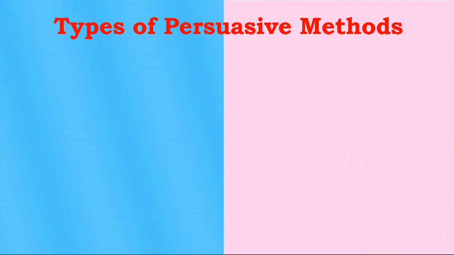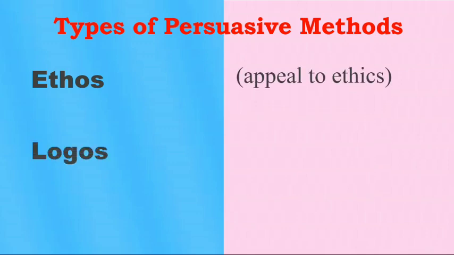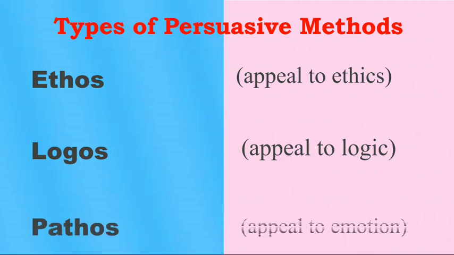Types of persuasive method. Here is the summary. First, we have ethos, which is the appeal to ethics. Logos, the appeal to logic. And pathos, which is the appeal to emotion.